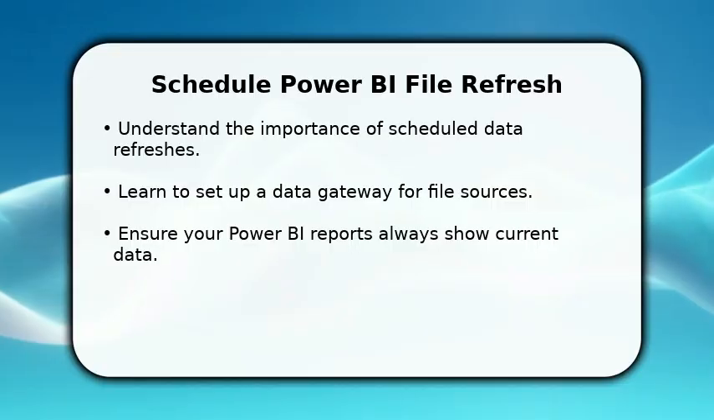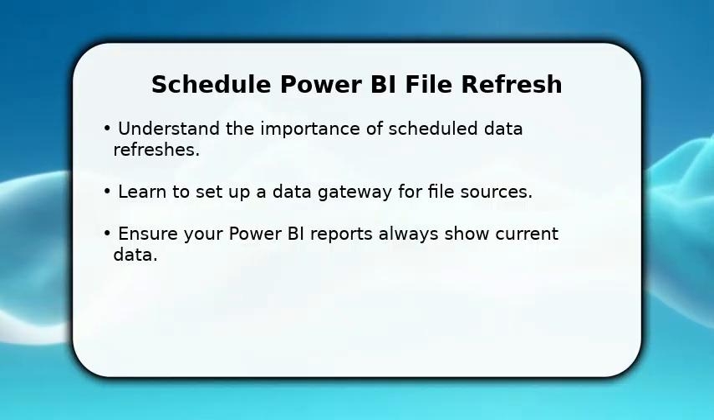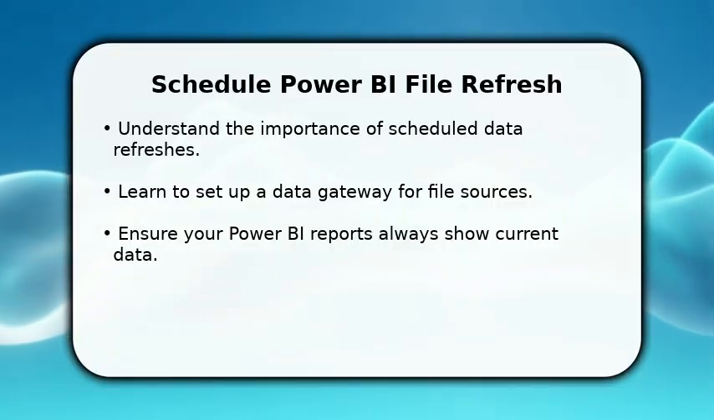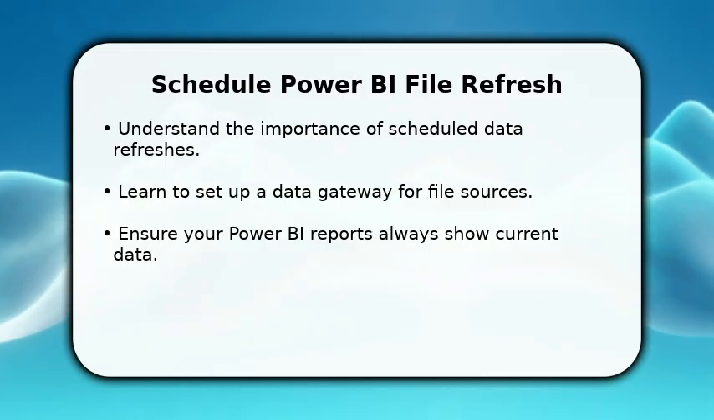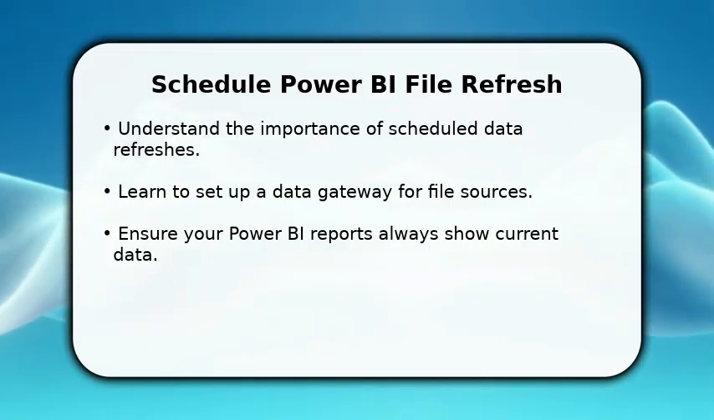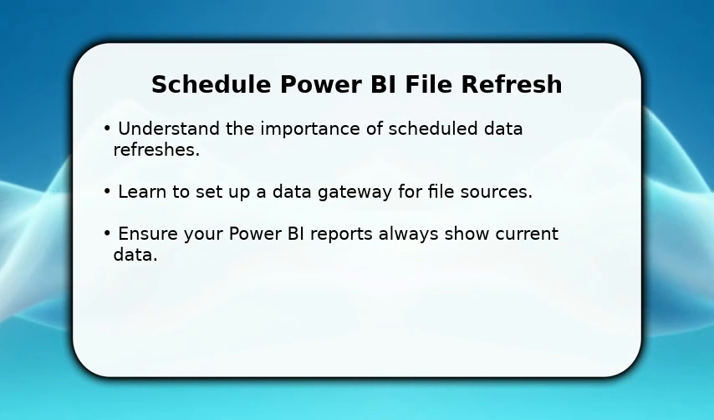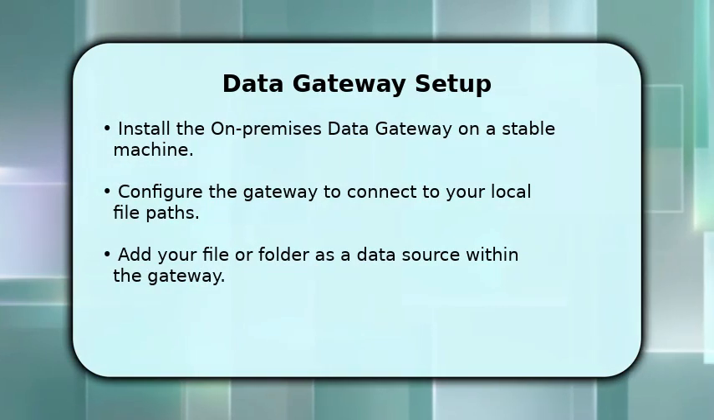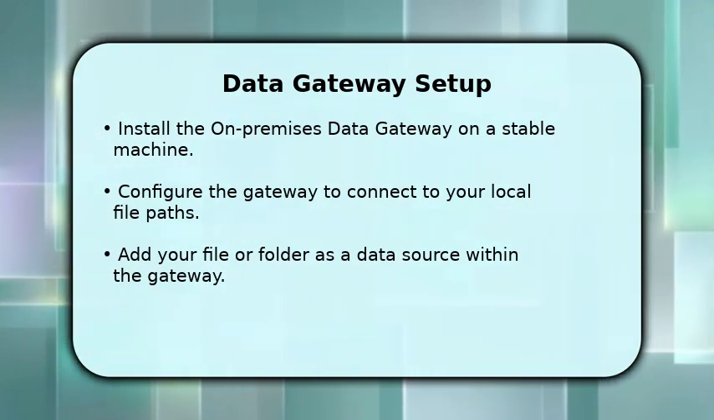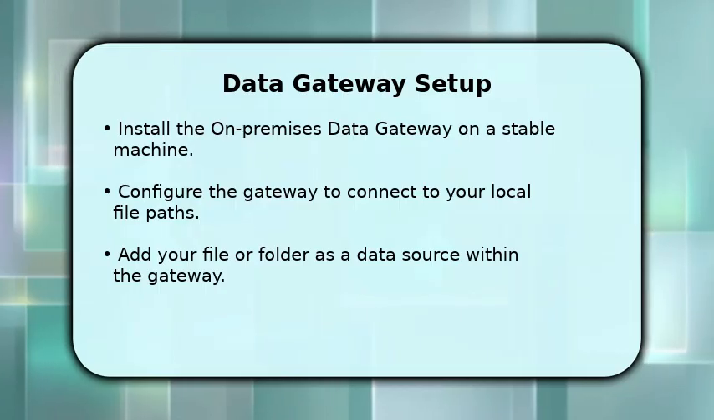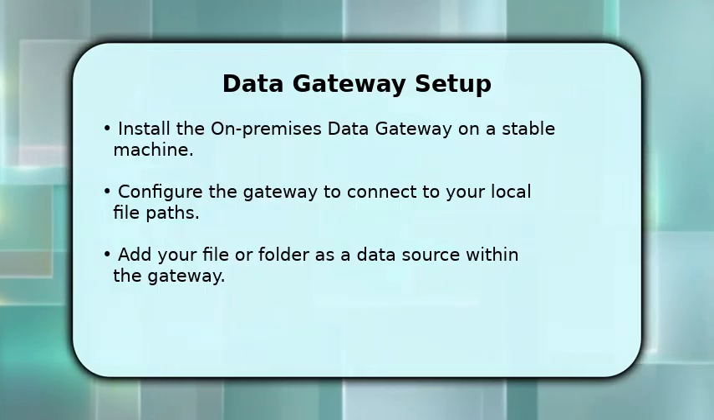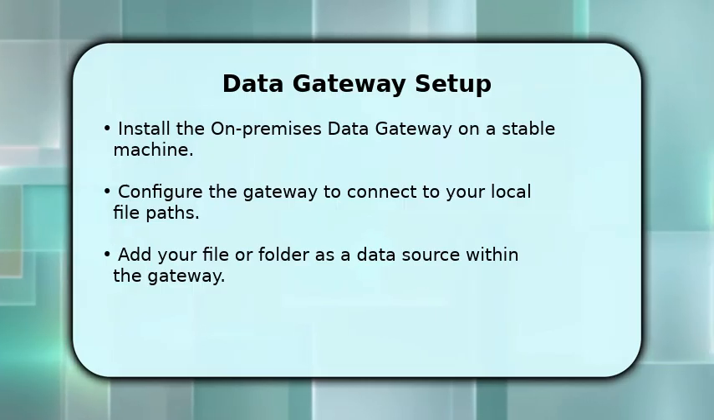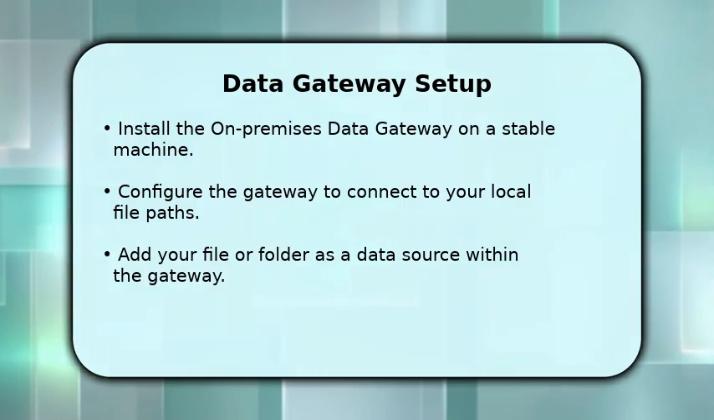Next, we'll dive into setting up the necessary components in the Power BI service to connect to your local data sources. This process ensures your reports stay up-to-date automatically, saving you time and effort. To begin, you must install the on-premises data gateway on a computer that will remain online and accessible to your data sources. Once installed, sign in with your Power BI account and register the gateway.